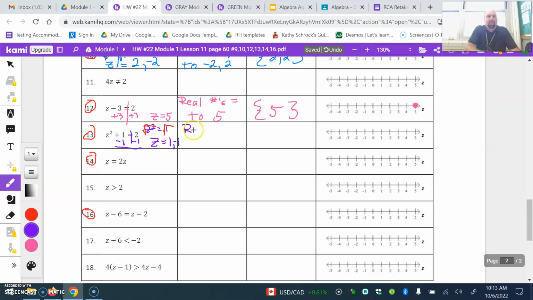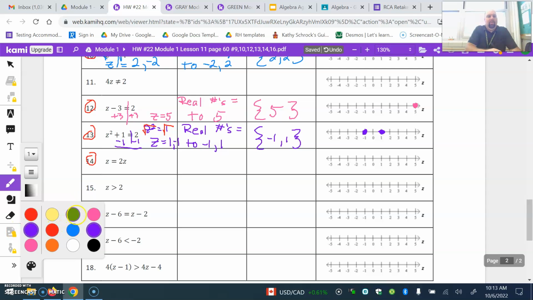So words, real numbers equal to negative 1, put it in order from least to greatest, and 1. Curly brackets, negative 1, 1. Graph, shaded point or shaded circle at negative 1 and positive 1.